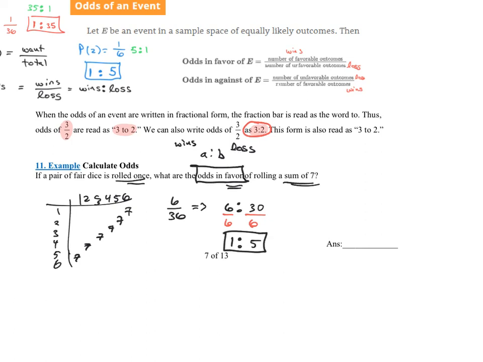So what's the probability of getting a sum of 7? The odds of getting a 7 are 1 to 5.